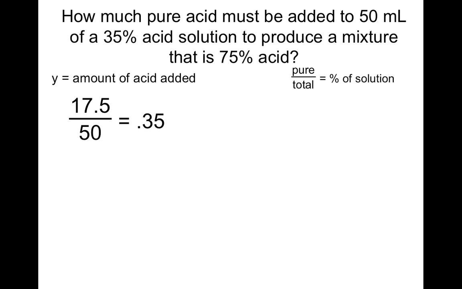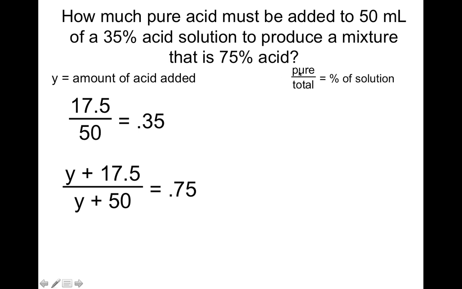So remember, the top stands for the amount of pure. I had 17.5 at the beginning. 50 is my total volume. If I'm going to add pure acid, it's going to apply to the pure amount, and it's also going to apply to the overall volume, the overall amount. So I'm just going to add Y to top and bottom. It's part of this overall numerator and denominator in this equation. If I was trying to dilute the percentage, if I was just adding pure water, then I would just add it to the bottom, because the amount of pure acid in this overall mixture would not change at all.